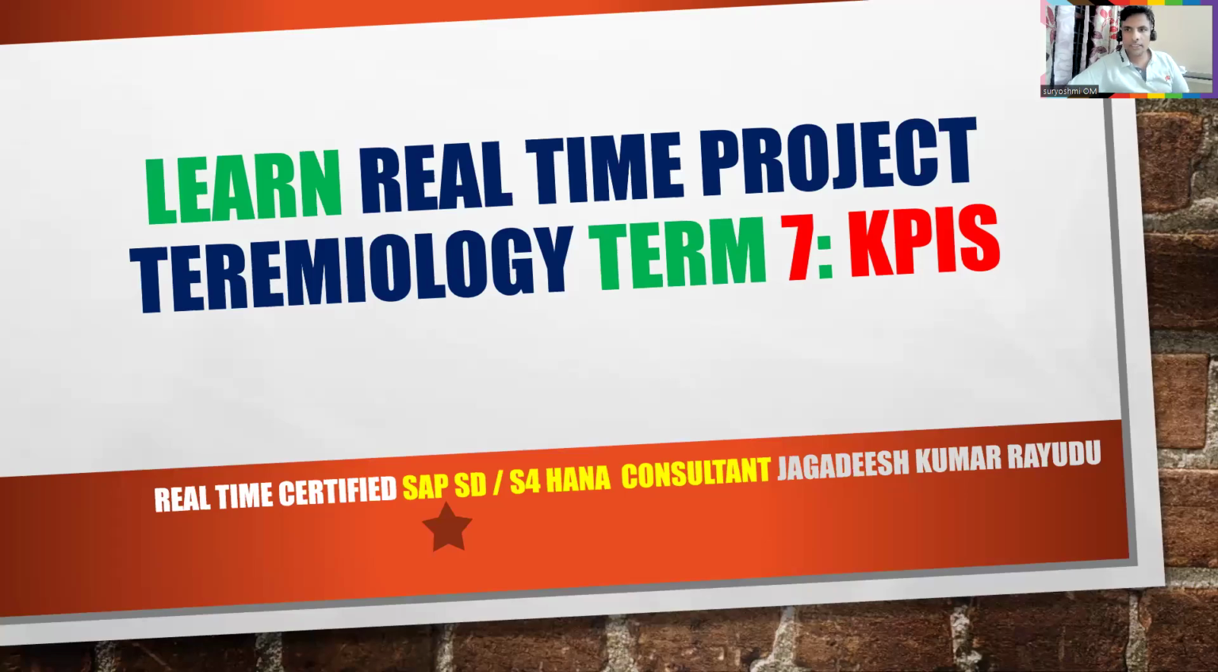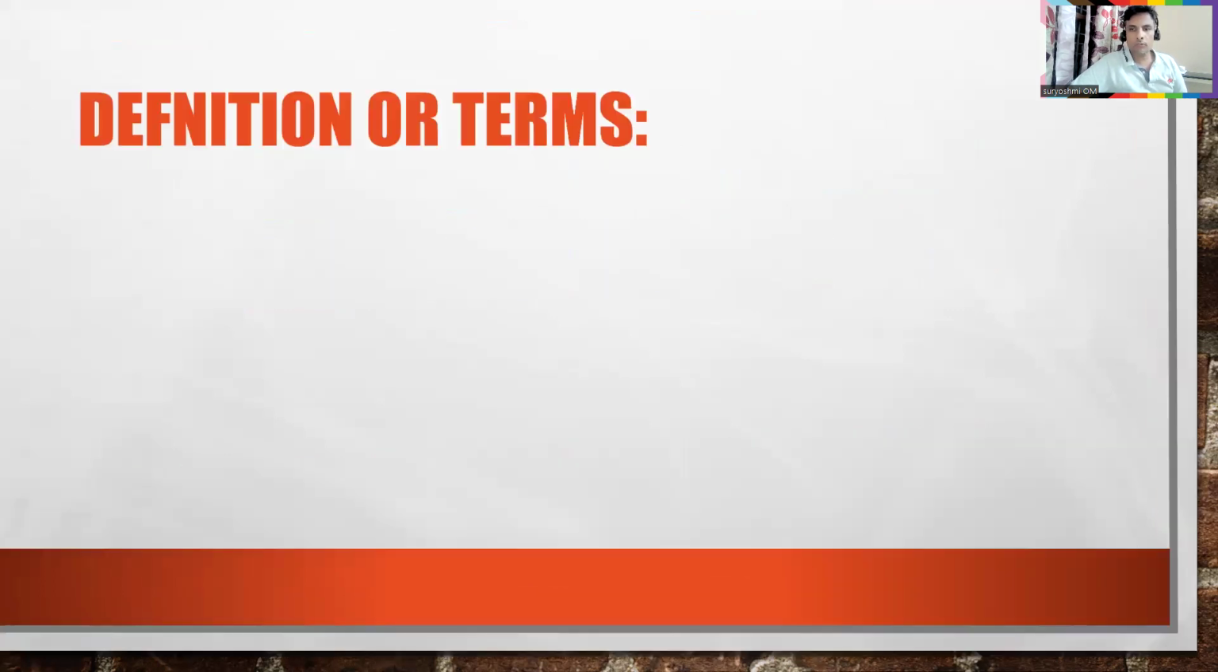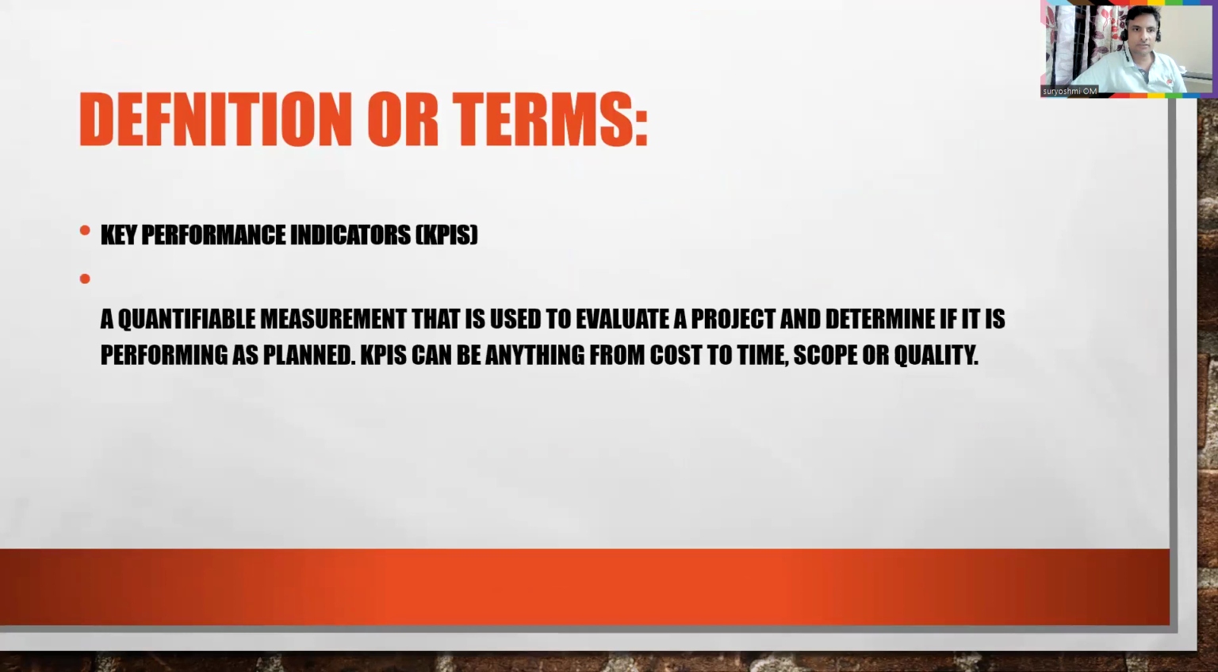I will come back. Another important term is KPIs. What is KPIs? The full form of KPIs is key performance indicators. It is one of the methodologies to measure your sales, or manufacturing processes, purchase processes, planning processes. It can be a project. So what does the definition say?